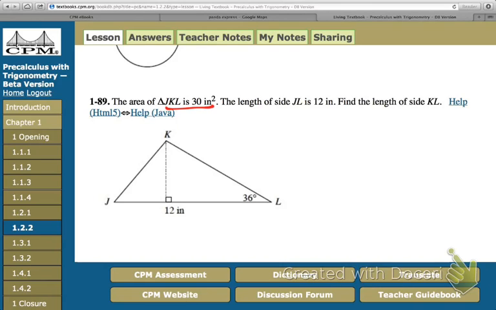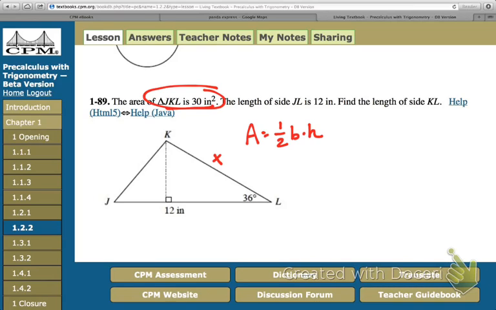The length of JL we know is 12. And it's saying find the length of KL, so we can call this X. Now, there's a couple different ways to approach it, but actually the only place we can start is here. And since we know this is a right triangle, we know that the area of a right triangle is area equals 1/2 base times height.